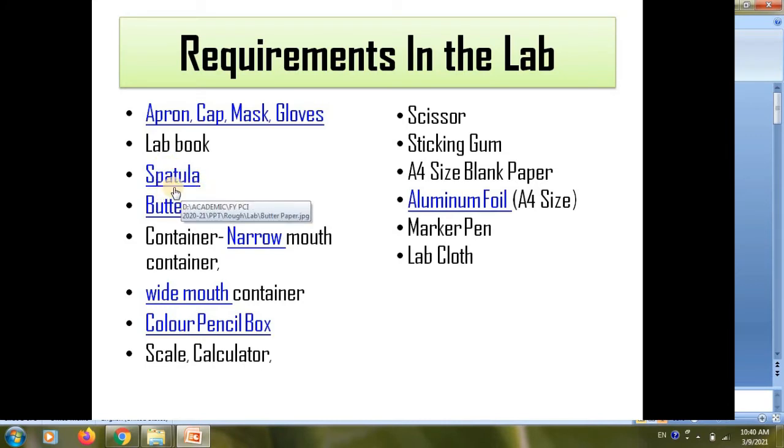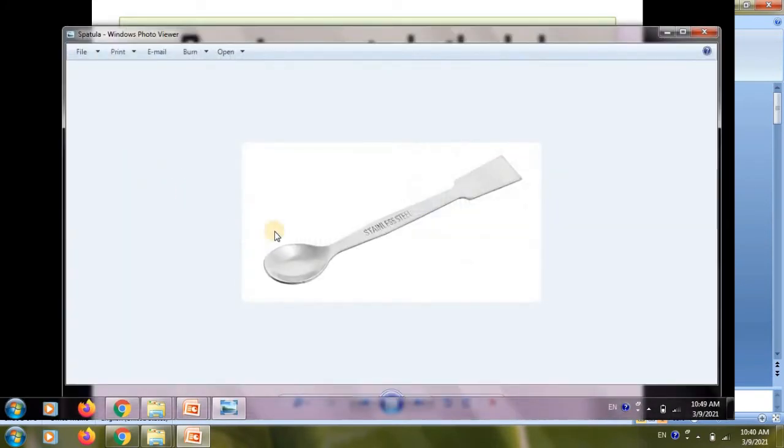Then a spatula should be there. What is meant by a spatula? This is some kind of spatula. You have to buy this from the market. In the market you will get this spatula, in which one end is a spoon-like structure, and the second is a blunt or flat structure. This is very helpful to weigh the ingredient. How much amount of ingredient we have to take, you should weigh by this spatula. So everyone should have this spatula while coming to the lab.